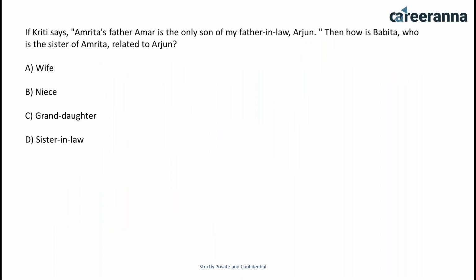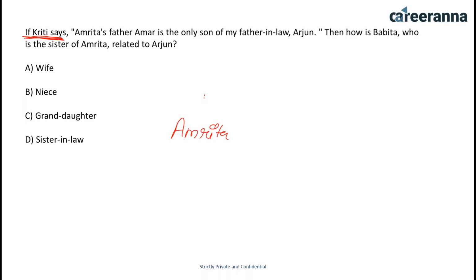This is the first question. If Kirti says, "Amrita's father Amar is the only son of my father-in-law Arjun," then how is Bita, who is the sister of Amrita, related to Arjun? Now let me solve this question. The question says there is one person who is saying, Amrita's father Amar is the only son of my father-in-law. Okay, now there is a girl, that is Amrita.